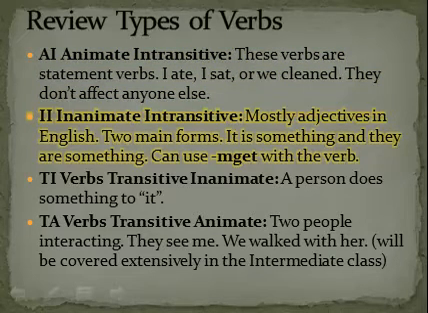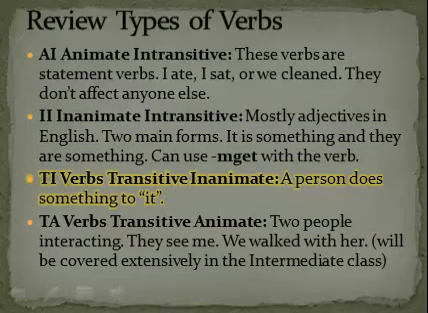II verbs, inanimate intransitive. Mostly these are adjectives in English. There's two main forms. It is something and they are something. You can also use maget with the verb, which means it is. TI verbs, transitive inanimate. A person does something to it. So it'd be like he touches it, he sees it.